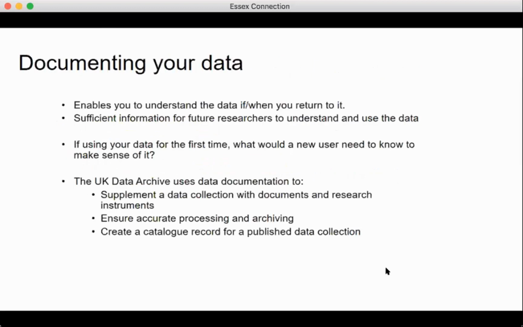Okay, moving on, let's look at how to best document our data to make sure it is reusable. The most important thing about documentation is simply that it should allow others with no prior knowledge of the data to understand it and possibly reuse it in their projects. So what information would they need to make sense of it? Here at UKDA, we archive this information as well as supporting documentation in our collections. It also allows us to ensure accurate processing and data disclosure review before we publish the data.